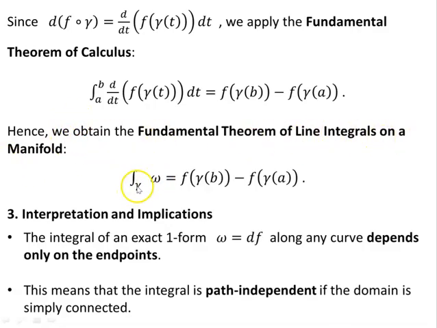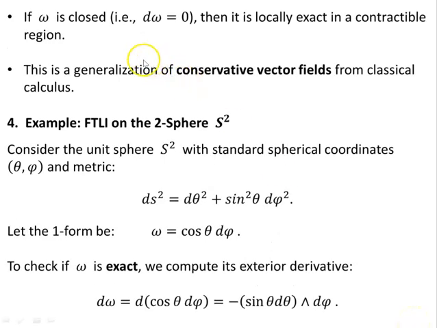The integral of omega along gamma is simply the potential function evaluated between gamma of b and gamma of a. All right, the interpretation and implications. So the integral of an exact one form omega equals df along any curve depends only on the endpoints. This means that the integral is path independent if the domain is simply connected. We talked about simple connection and contractibility in the previous video to this one, so you can look at that on the playlist.